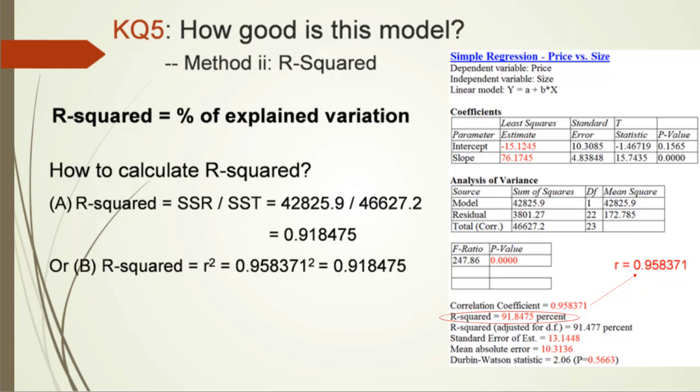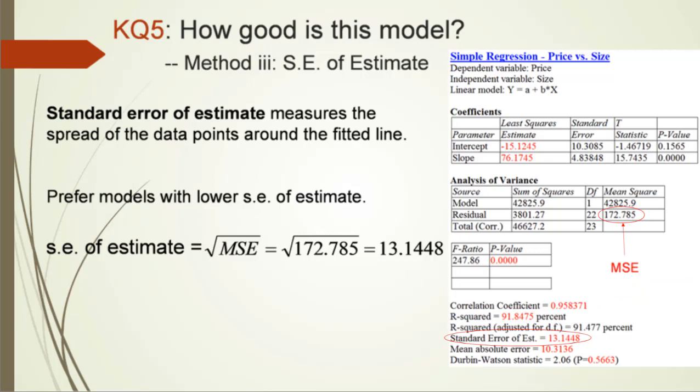Now we move on to the third model evaluation technique. This technique is based on the size of a standard error of estimate. Standard error of estimate measures the spread of data points around the fitted line. The model is considered to be good if all points are quite close to the fitted line, meaning the spread is small, so standard error of estimate is also small. Standard error of estimate can be calculated using the square root of MSE. Taking the square root of 173.785, we are able to verify the standard error of estimate is indeed 13.1448 as shown in the table.